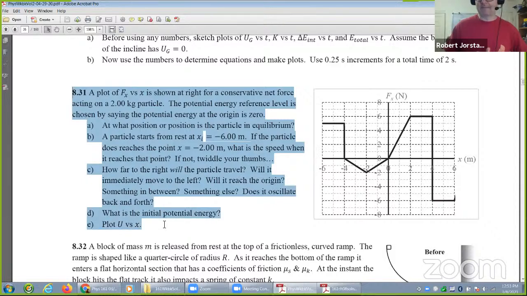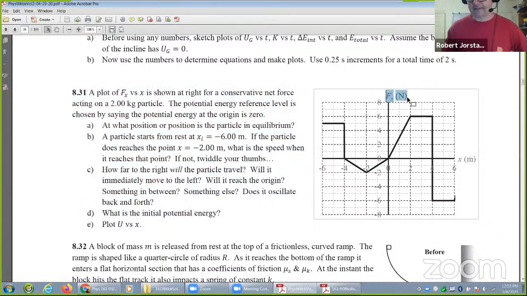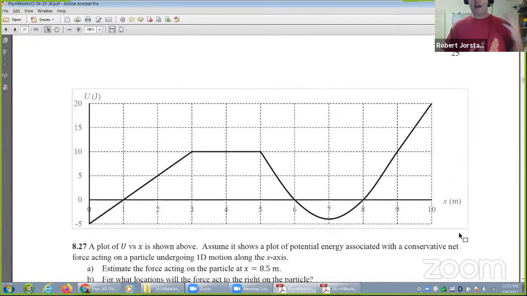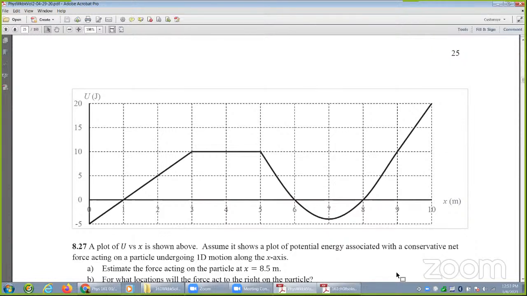Or this is the opposite. Notice here I give you the f of x graph, and I say figure out the plot of u versus x. So this is very similar to what we just did. Remind me, if this is a plot of u versus x, how do I get from u to force? What do I have to do? Negative derivative, right?